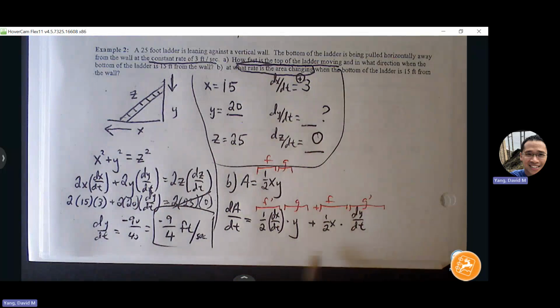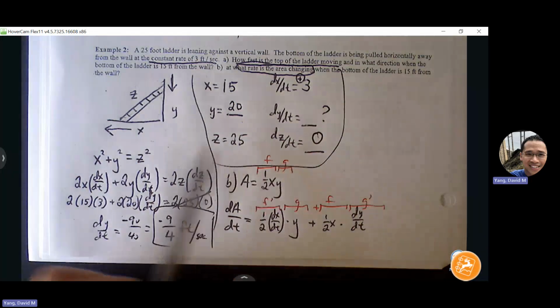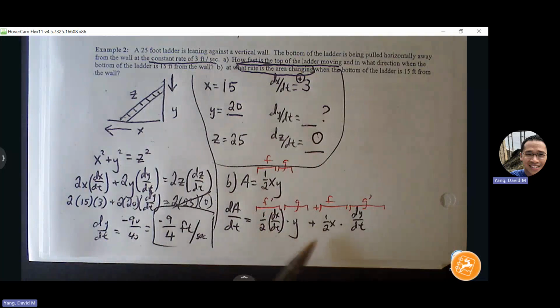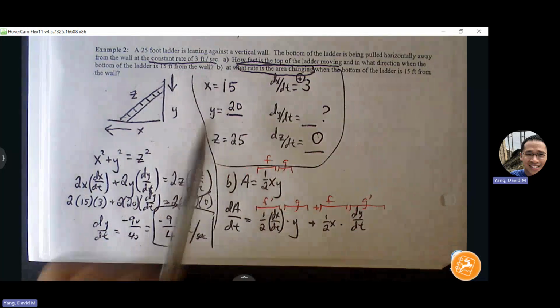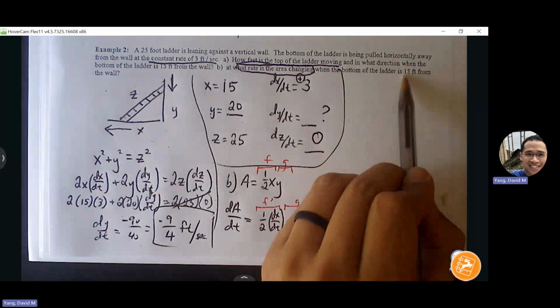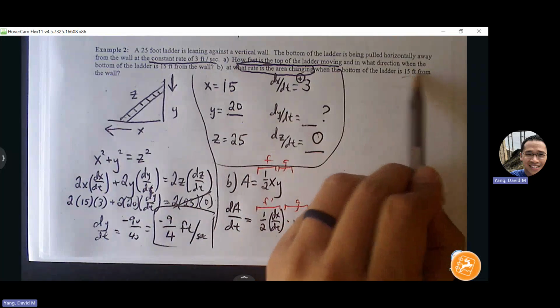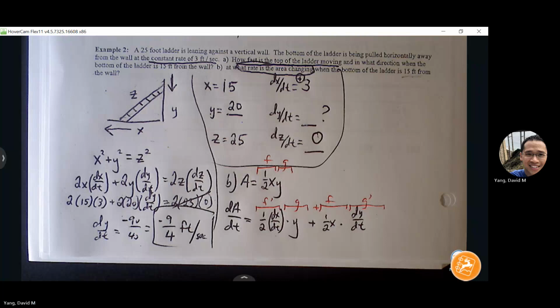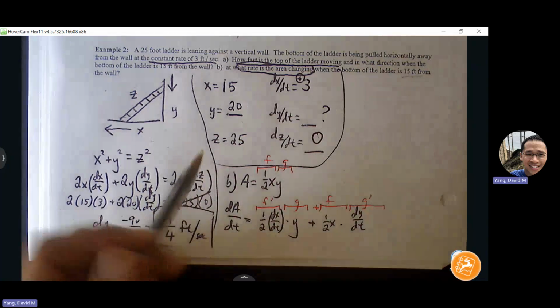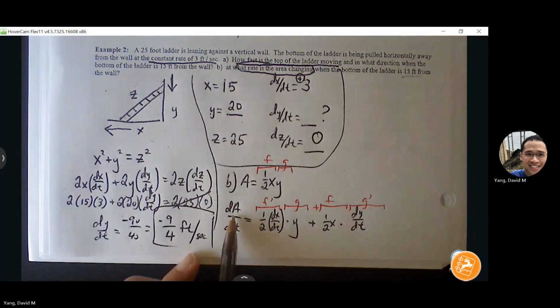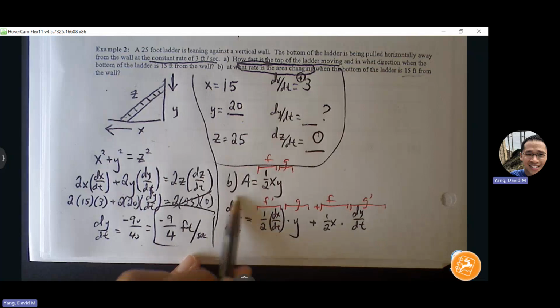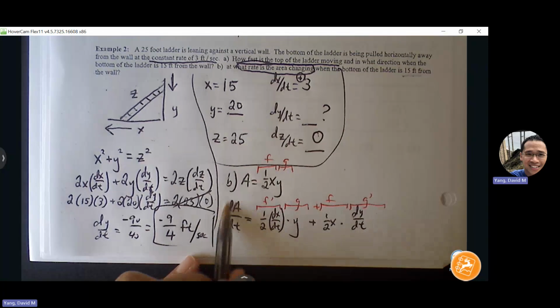Okay, we should be able to pull everything from part A, because we have dx/dt, we have y, we have x, dy/dt. The reason that we can do this is because it's the exact same moment in time. This is the same moment when the bottom ladder is 15 feet from the wall. What do you think our units of measure will be? Good. Feet squared per second. Look at your variable. Your variable will tell you exactly how to set up your units of measure.